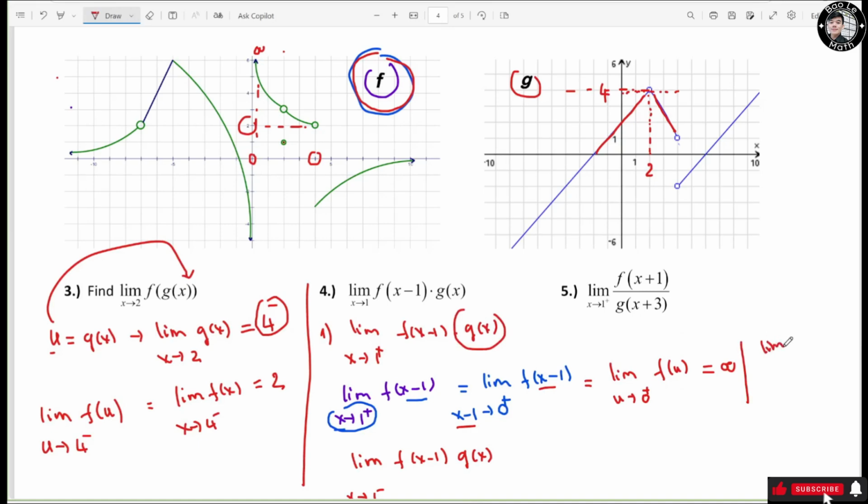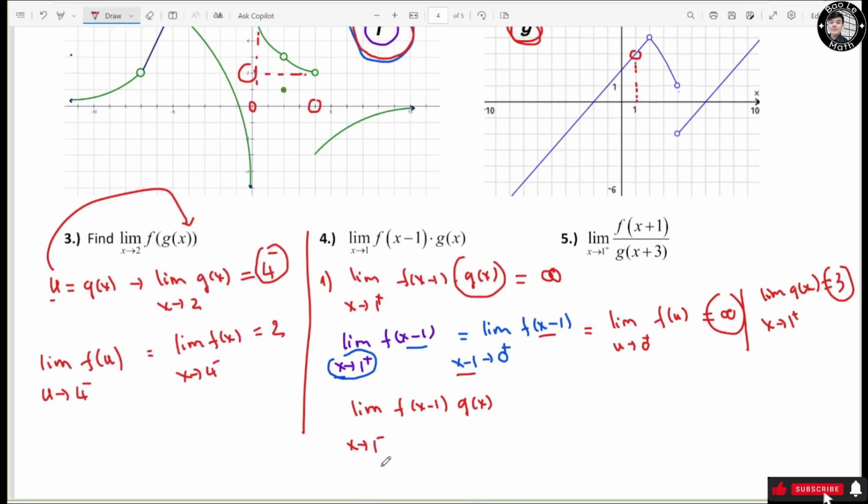Now the second one I need to do is find the limit of this one, right? So I have limit of g of s when s approaches 1 plus. Look at the function g right here. When s approaches 1 plus, it could be somewhere right here. The function approaches 3, right? Now we're going to multiply this guy and this guy.